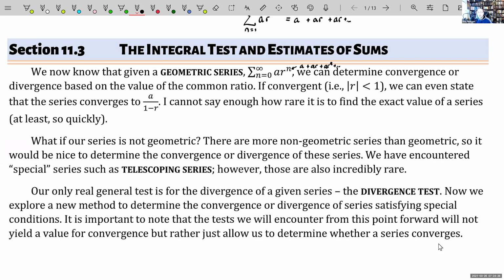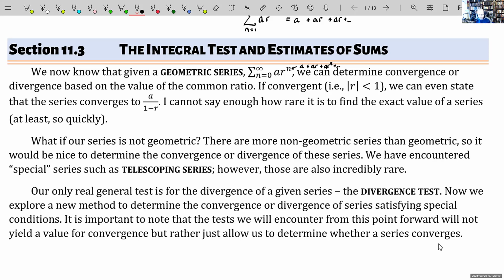All right, so we now know that, given a geometric series, we can determine convergence or divergence based on the value of the common ratio. If convergent, in other words, if the common ratio in magnitude is less than 1, we can even state that the series converges to a over 1 minus r. I cannot say enough how rare it is to find the exact value of a series, at least so quickly. You can find some values of series, but geometric series are the ones you want to work with, because those are the ones where you can not only determine convergence very easily, but determine what it converges to.